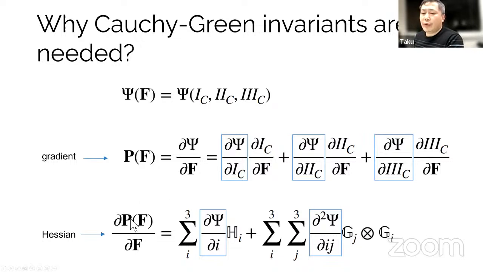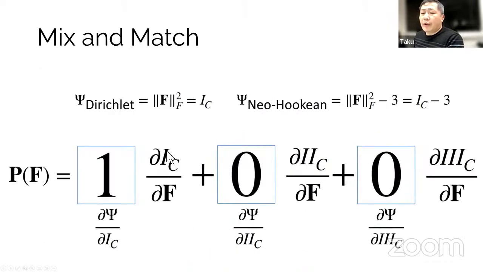As I mentioned, we need to calculate the gradient and the Hessian for updating the position of the vertices. When doing the gradient calculation, we can use this equation that comes from the chain rule. By using the Cauchy-Green invariants, the calculation of the gradient and the Hessian can be simplified a lot. For example, if the energy is Dirichlet or Neo-Hookean, the energy can be written easily with these Cauchy-Green invariants, and then you just take derivatives with respect to them. Then the equation of the gradient becomes very, very simple.